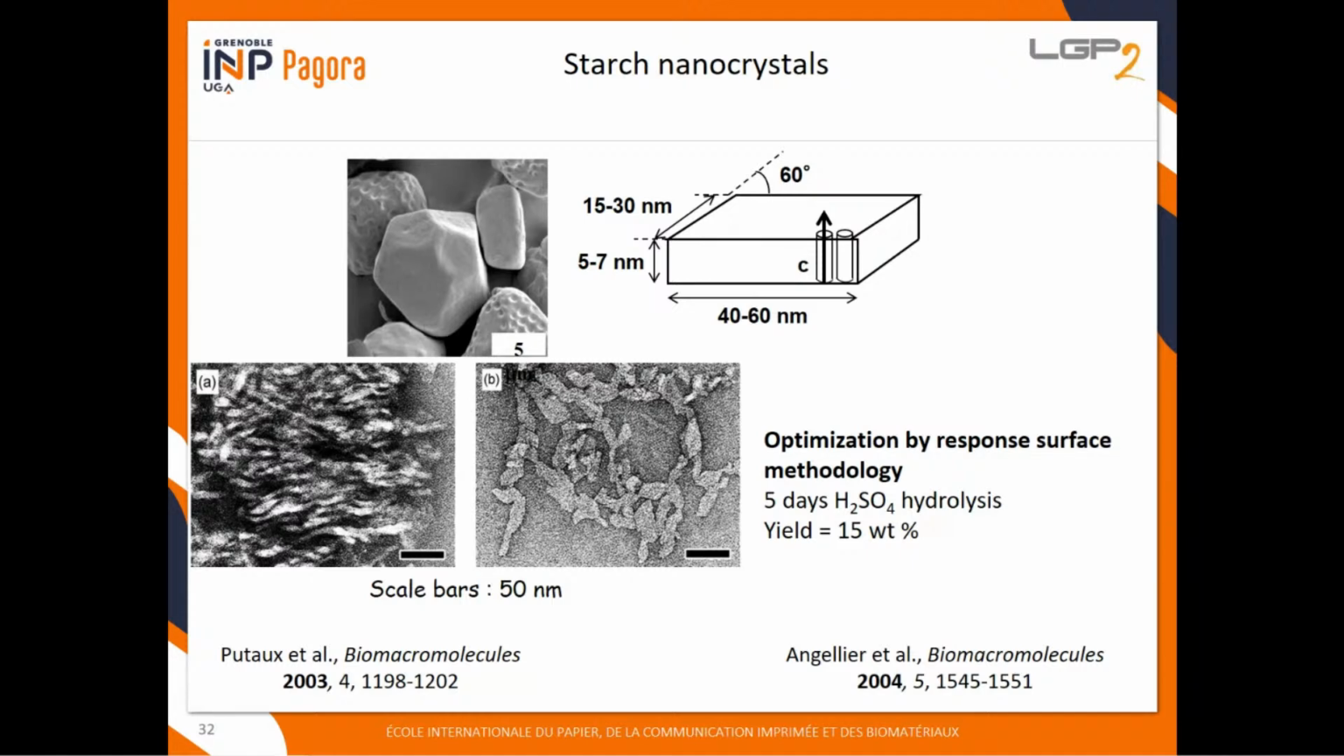So one of my PhD students tried to optimize the treatment using a response surface methodology, just because in the first report on this kind of material, the hydrolysis treatment was applied for 40 days, and the yield was 0.5%. So it's quite low. She tried to optimize, and she reached this objective. So 5 days hydrolysis, and the yield was 15%, which is not so high, but just because of the duration of the treatment and the low temperature.